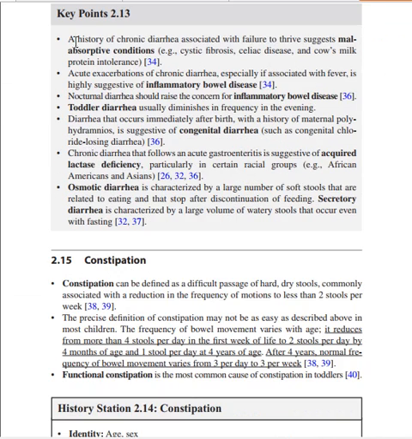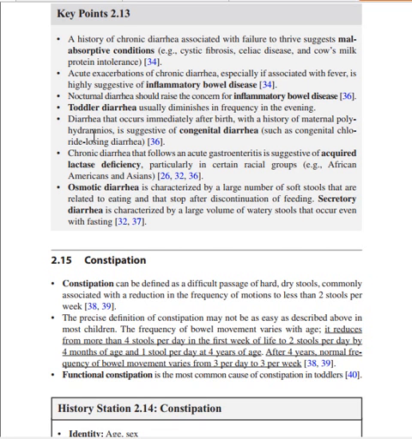So the key points with diarrhea: a history of chronic diarrhea associated with failure to thrive suggests a malabsorption condition, like cystic fibrosis, celiac disease, or cow milk protein intolerance. Acute exacerbation of chronic diarrhea, especially if associated with fever, is highly suggestive of inflammatory bowel disease. So fever, chronic diarrhea, also bloody, is inflammatory bowel disease.